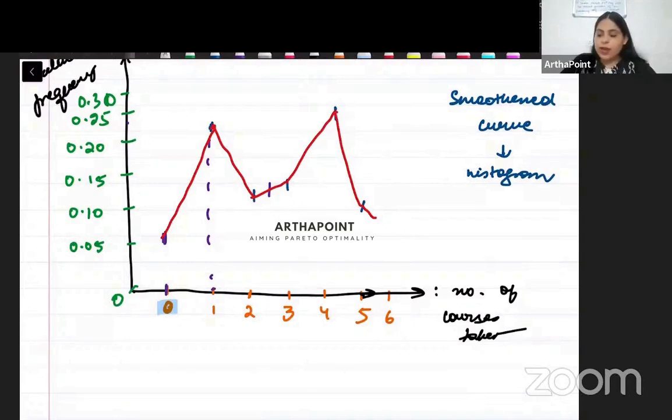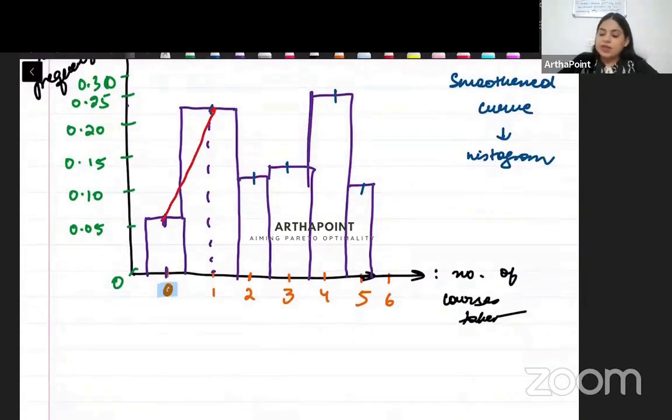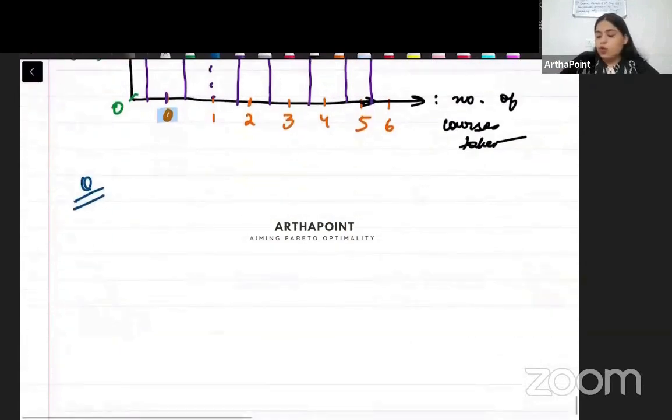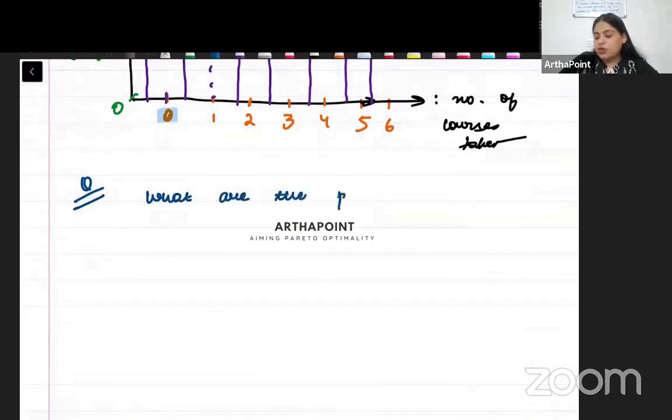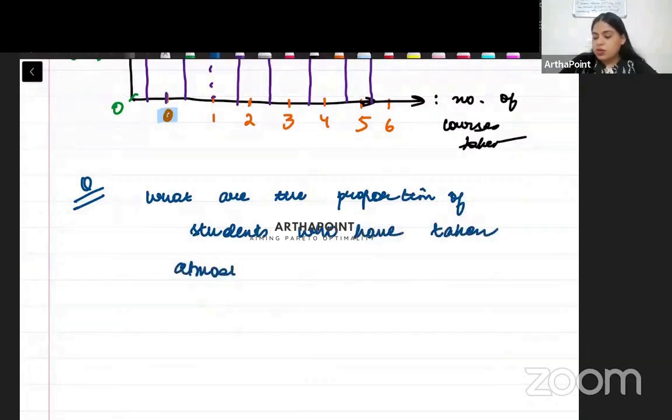Now, sometimes what will happen in exam is that they will give you a histogram like this. Okay. And now they will ask you a question like this. So suppose they ask you, what is the proportion of students who have taken at most 2 courses?